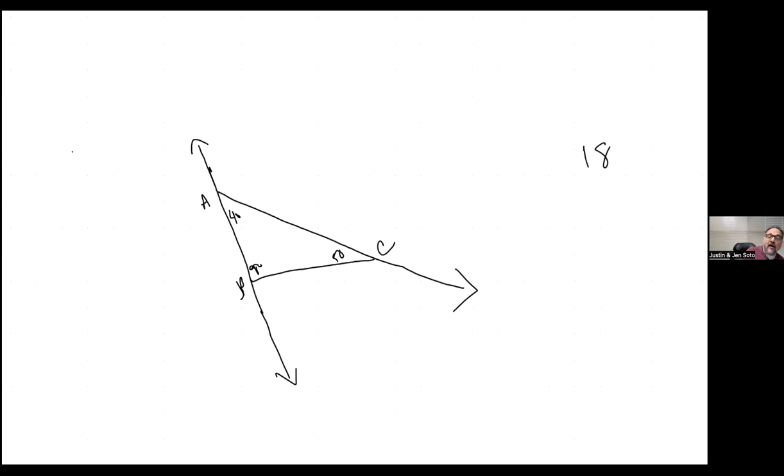Because the sum of all the angles in a triangle is equal to 180 degrees. So even if they didn't give us this, we would know that this is 50. We know that this is something we've already learned.